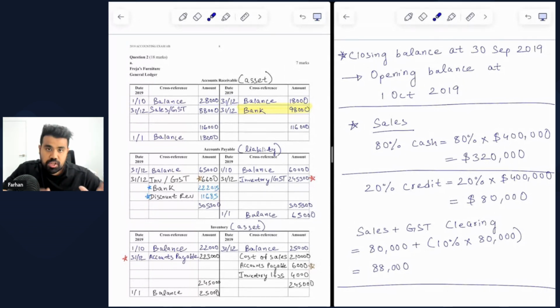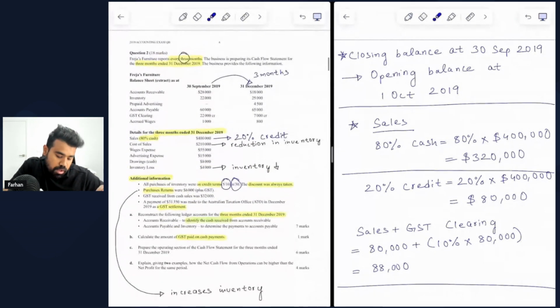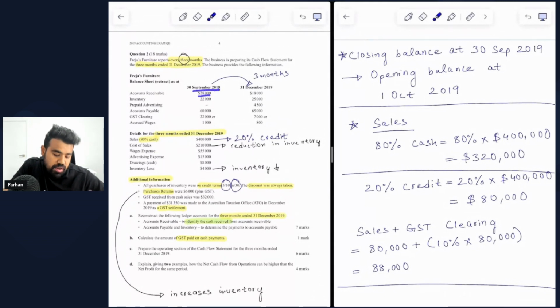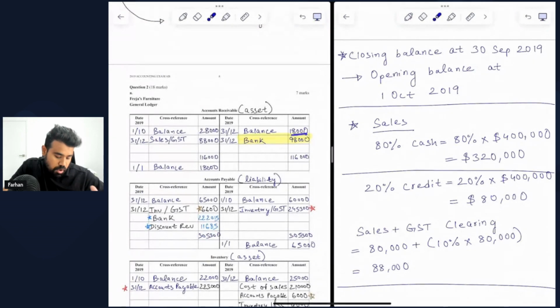So where did we get each of these numbers from? So let's scroll back up and you will see that the accounts receivable closing balance at 30 September 2019 was 28,000, which becomes the opening balance on 1st of October 2019. And the closing balance for the most recent 3 months ending 31 December 2019 was 18,000, which is what we have included as the closing balance here on the credit side. So make sure to write the dates properly. So as you can see, 1/10 referring to 1st of October and 31/12 referring to 31st of December.